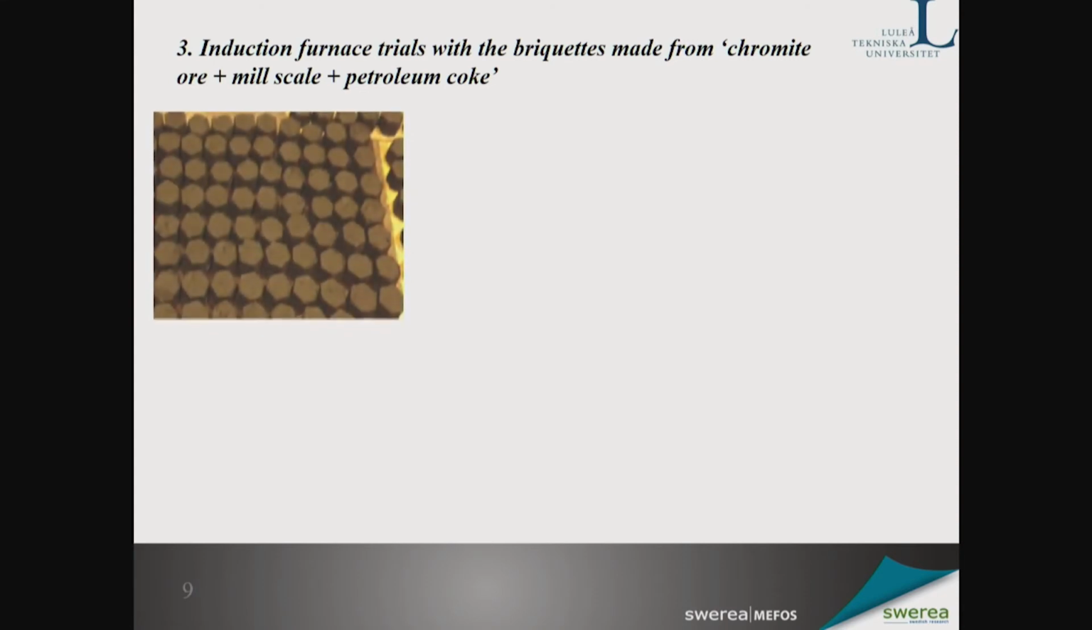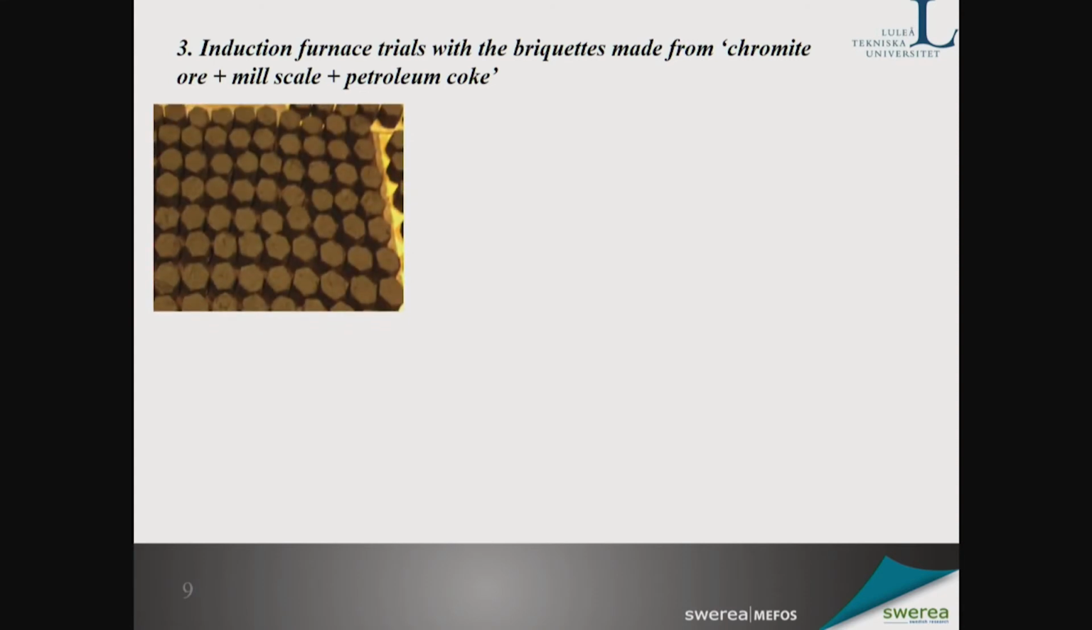And in the induction furnace experiments, I have made several different recipes of briquettes, and the briquettes were made from chromite ore plus mill scale plus petroleum coke. And I have varied the mass ratio of the chromite to mill scale in the briquettes, and this means that the mass ratio of chromium to chromium plus iron in the briquettes is different. And then in the trials, I charged the briquettes together with the iron scrap into the induction furnace.